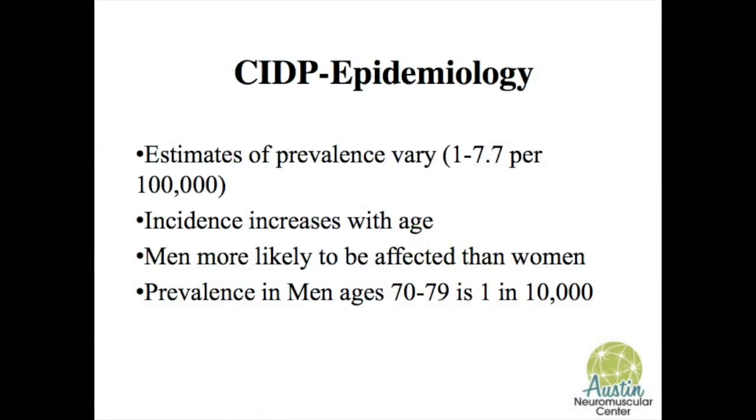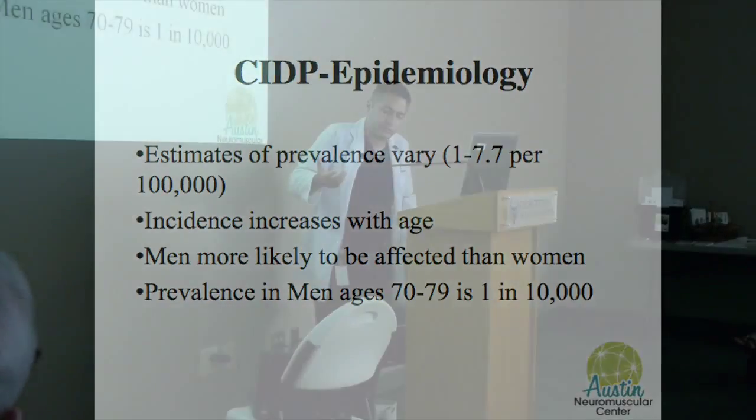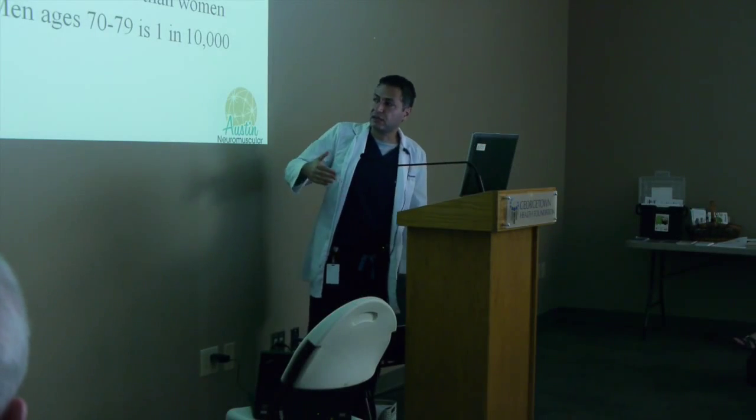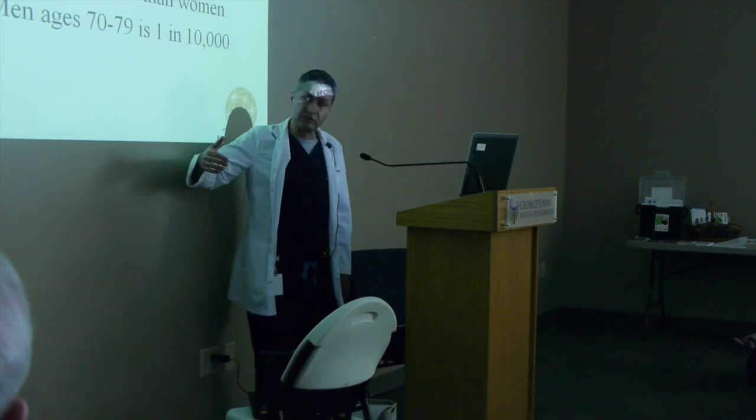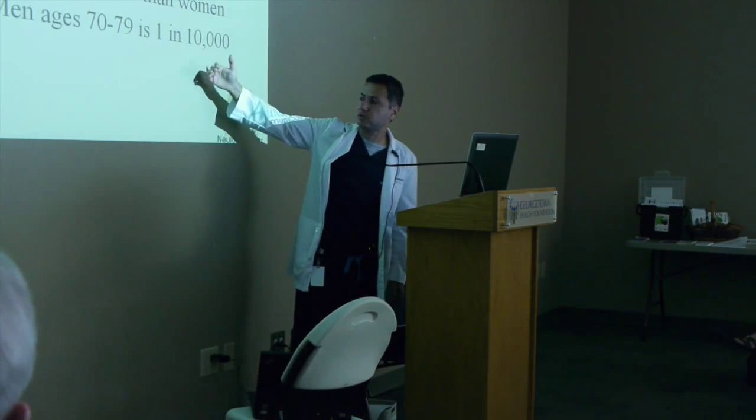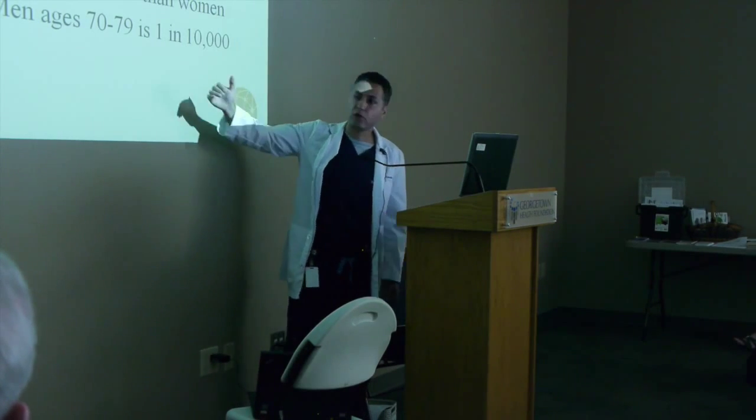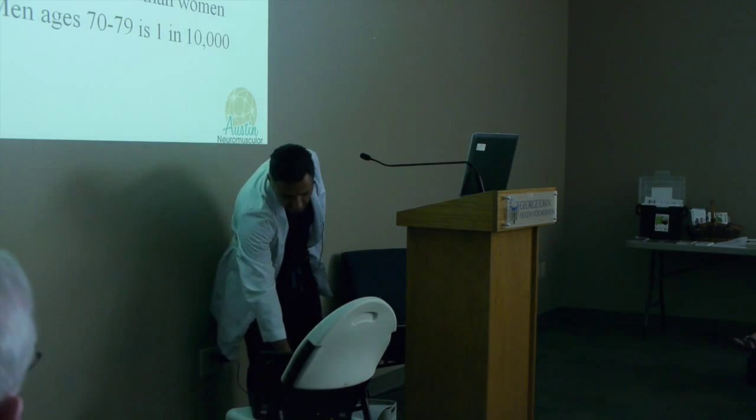It usually affects males, roughly in their 50s to 60s. It's about 4 to 5 per 100,000. So in Austin, I expect to see like 50. And in the age group of 70 and above, it's more common, 1 in 10,000.